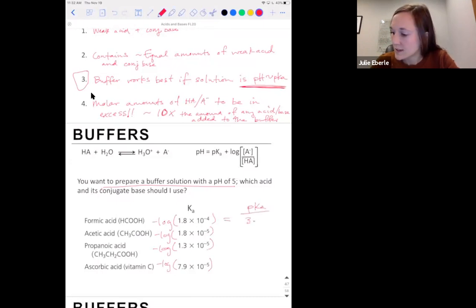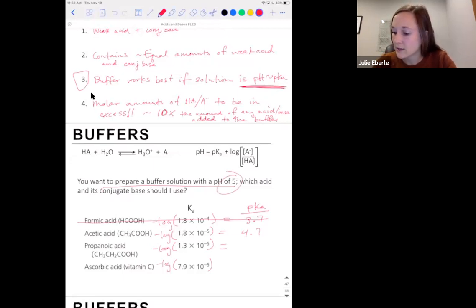Jenna said 3.7. What was the pKa for acetic acid? Again, we're just doing the negative log. If you didn't know how to go about this, take the negative log of each of these K values. So 4.7, that's closer for acetic acid. So it's definitely not going to be formic acid, because we're seeing which one is closest to 5. That's the one we need to choose.